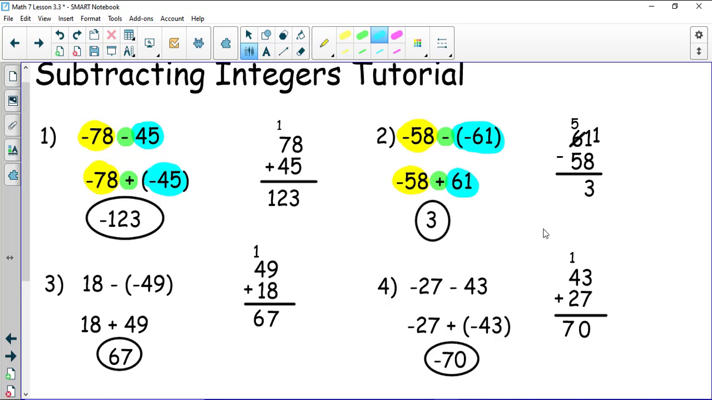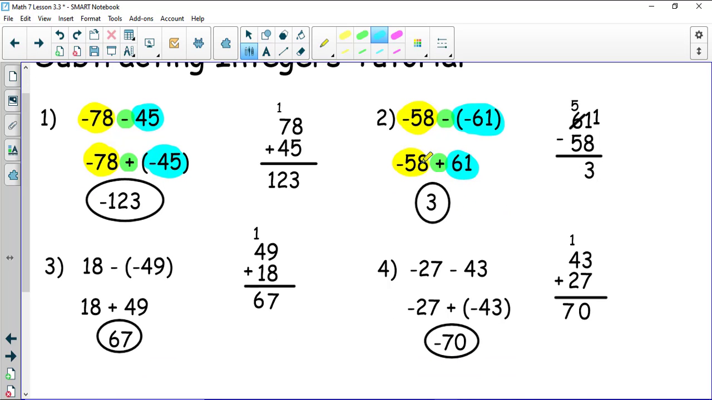You can also envision this on a number line. Negative 58 is going left 58, and then plus 61 means we're going to the right 61, which is going to have us ending up in positive territory. So it would be positive 3.